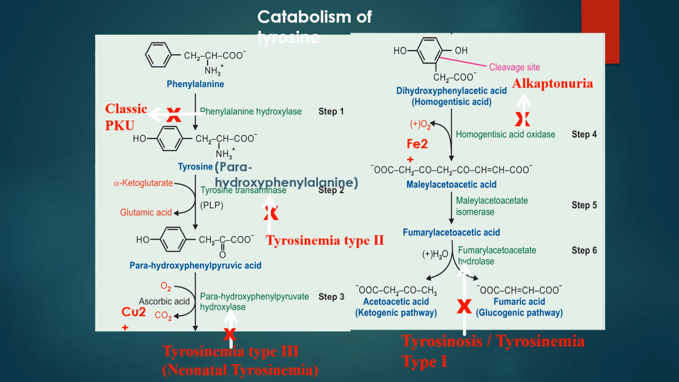Now we'll see in the diagram how phenylalanine is converted into tyrosine, and the rest of the catabolic steps of tyrosine. How tyrosine is going to convert to various intermediates via different enzymes. So ultimately, what is the end product? We'll see all of this in this slide. From phenylalanine to tyrosine, which we have seen in the previous slide, the enzyme is phenylalanine hydroxylase.